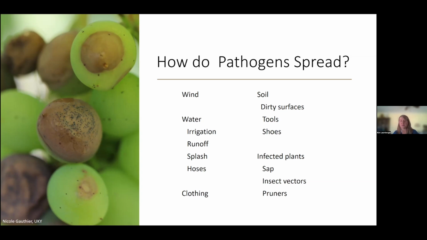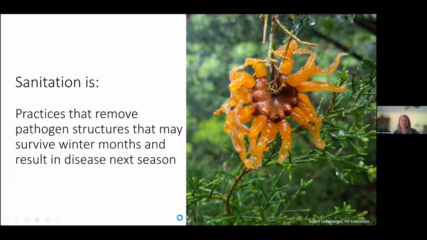And if we're moving those plant parts around, we have to be careful not to use those as a way to spread them. So it's really important that we recognize how these are moving around, because again, this is going to play into some of the practices that we're going to use when we talk about how we're going to use sanitation to limit disease spread. So what is sanitation? It's practices that remove pathogen structures that may survive winter months and result in disease next season. So we're basically trying to clean up things and prevent disease in the future.